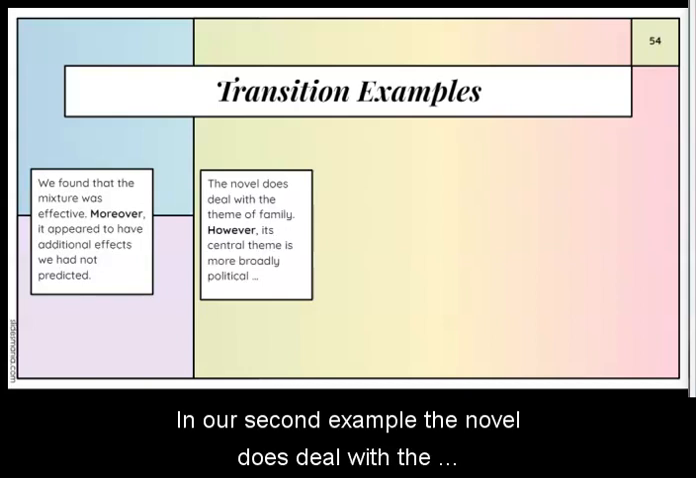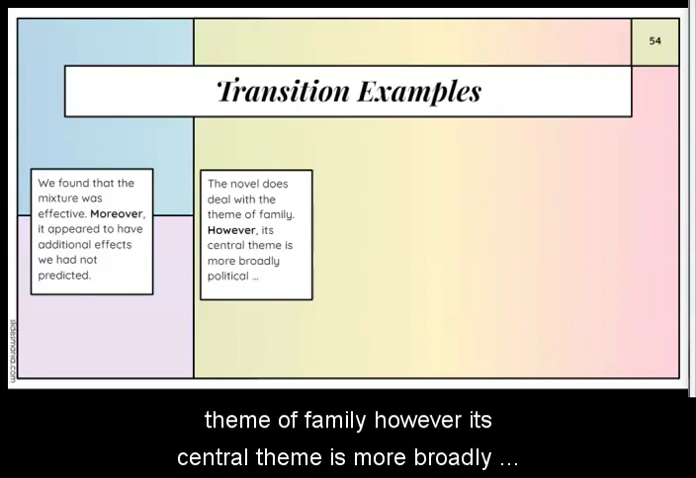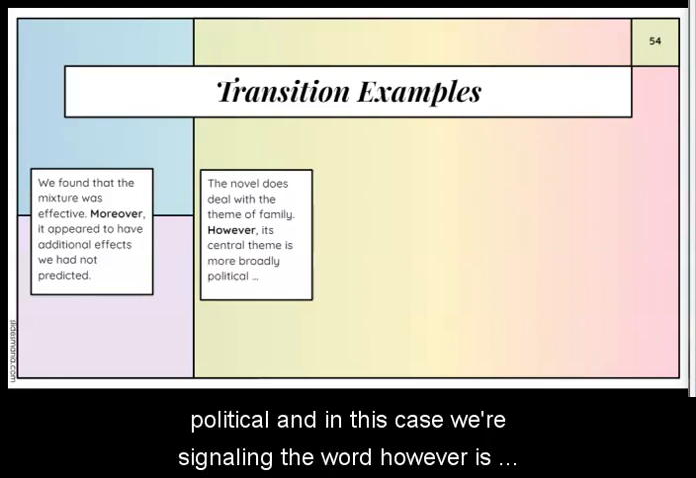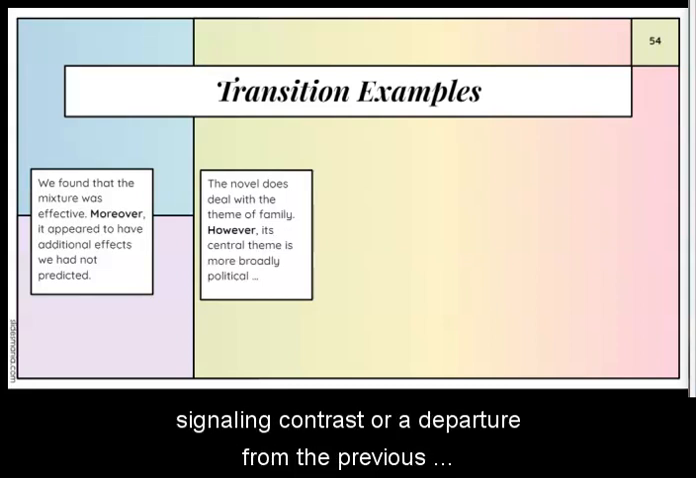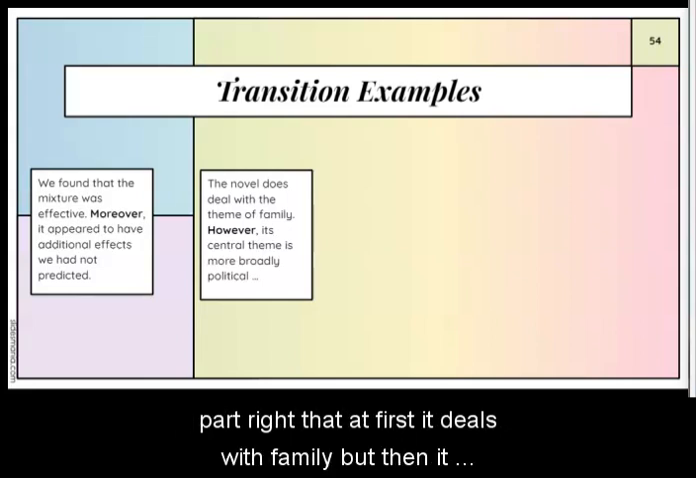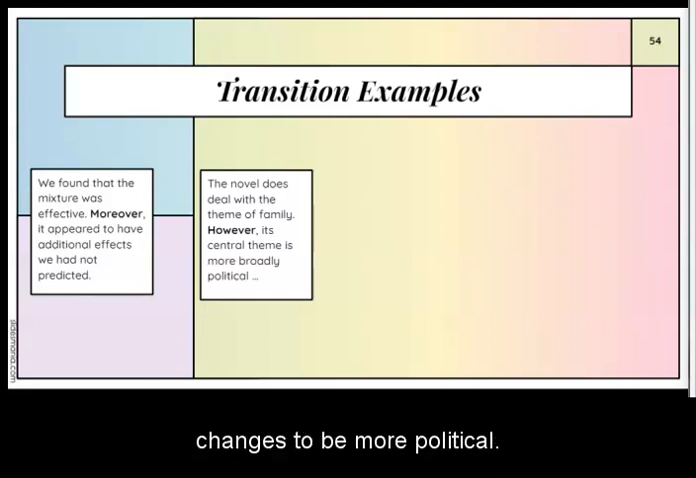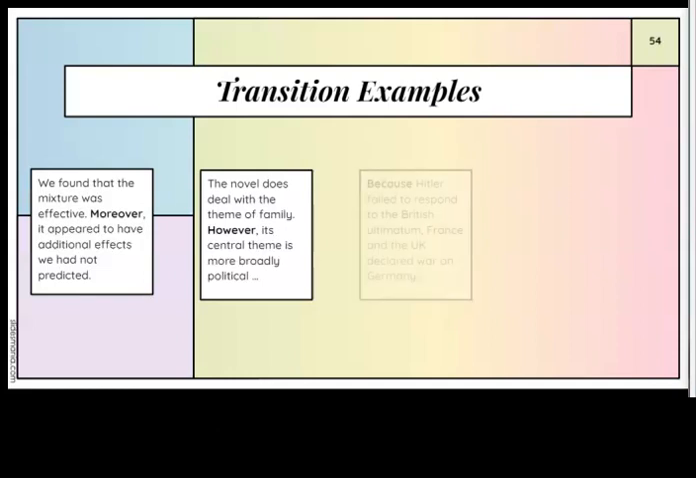effects. In our second example, the novel does deal with the theme of family. However, its central theme is more broadly political. And in this case, the word however is signaling a contrast or a departure from the previous part, right? That at first it deals with family, but then it changes to being more political.